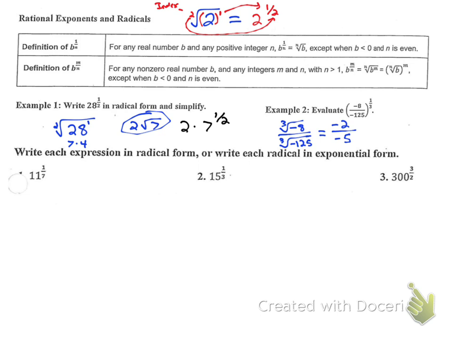All right, next section, if it's in exponential form, you're putting it in radical form. All right, radical form, exponential form. So, number 1, what would be the radical form there? 7th root of 11. Good. Yep, we're just putting it in radical form. Number 2, what would that be in radical form? Cube root of 15.